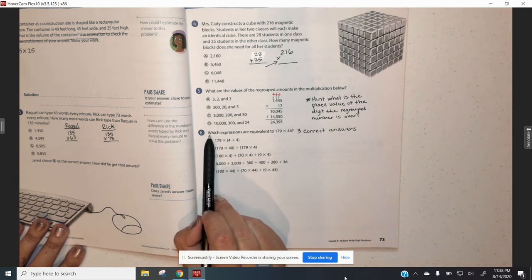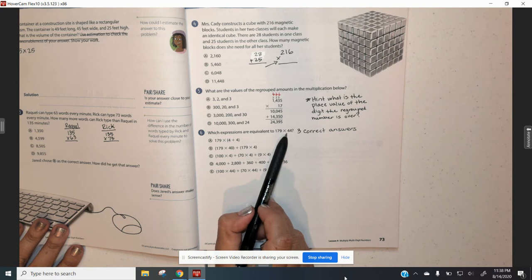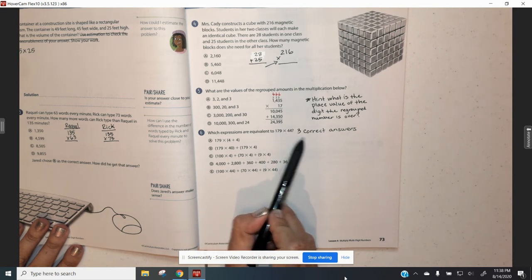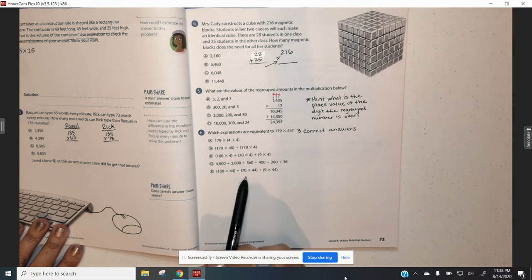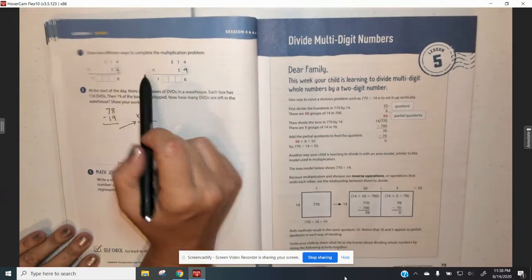For number 6, which expressions are equivalent to 179 times 44? Here's a hint. There are 3 correct answers here. There are 3. Go ahead and turn the page to number 7.